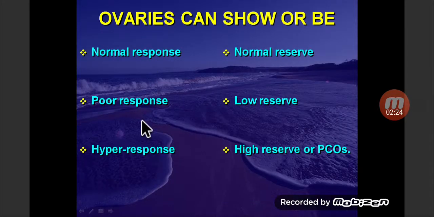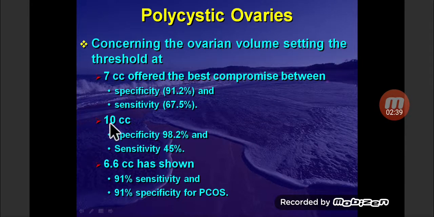So these ovaries can have a normal response, poor or hyper response, or they can be normal reserve, low reserve, or high reserve, or PCOS. Polycystic ovaries, you can take 7 cc, 10 cc as the cutoff, whichever book, whichever charts you're following. I normally follow the 10 cc cutoff.